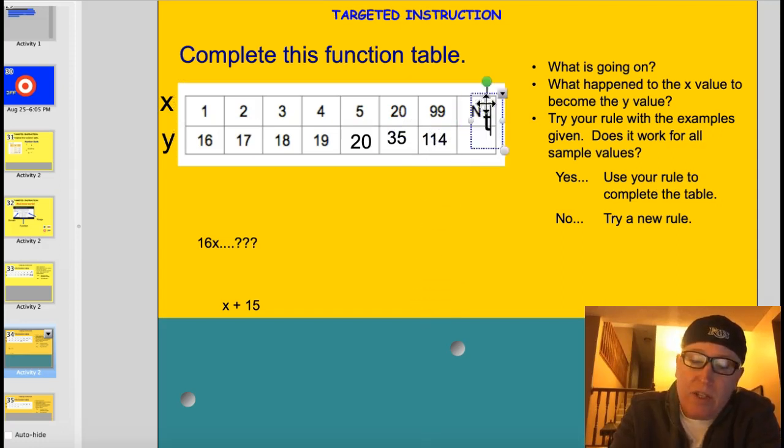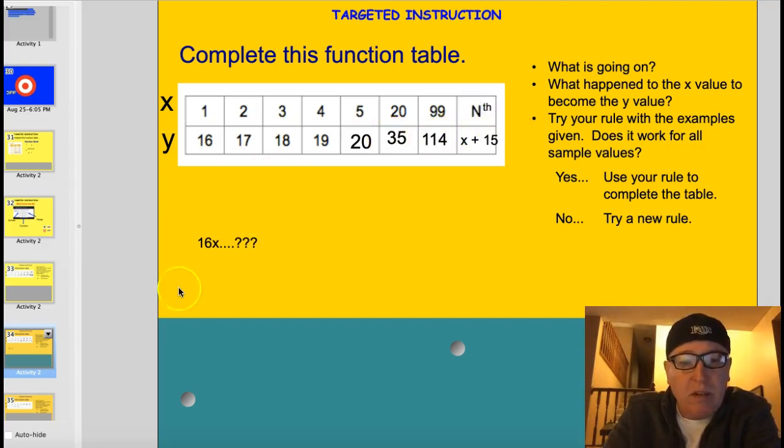The nth term here, well, you would see, so just take any x term and add 15 to it to get that nth term. So the y is equal to x plus 15.